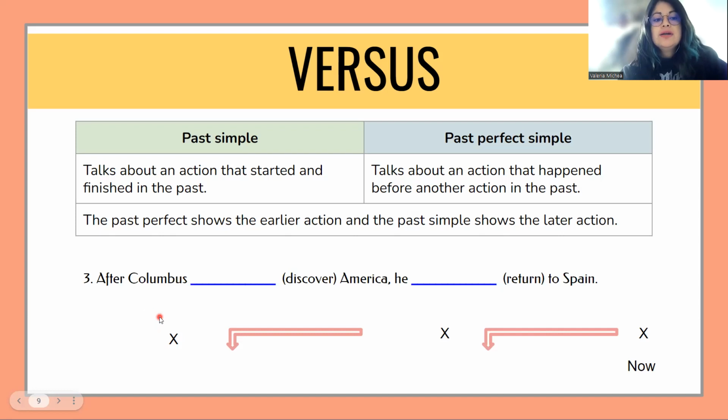Now we have another sentence. This is the following. After Columbus discovered America, he returned to Spain. So what happened in the past simple and what happened before the past simple? Remember, this is us now. So something happened. Maybe Columbus discovered America, or maybe he returned to Spain and something happened before that. Now you need to find out what happened before that.